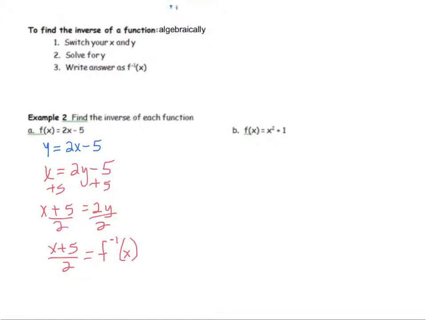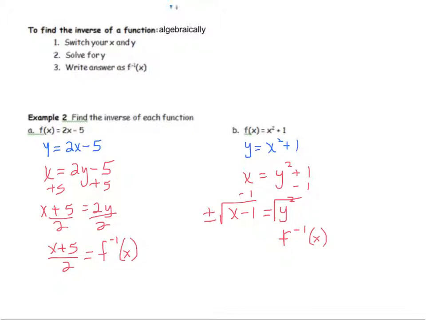All right, if I do the same thing over on this one, I'm going to rewrite this as y equals x squared plus 1. And then I'm going to switch the x and the y and solve for y. So I subtract the 1, so I have x minus 1 equals y squared. I'm going to take the square root of both sides, remembering that the answer is plus or minus. So f inverse of x, and you know, sometimes they write it like this, f to the negative 1, and that just means inverse. So the inverse of a parabola, remember, is plus or minus square root. So I've got a square root function this way and a square root function that way. And that's what it looks like graphically across the line y equals x.